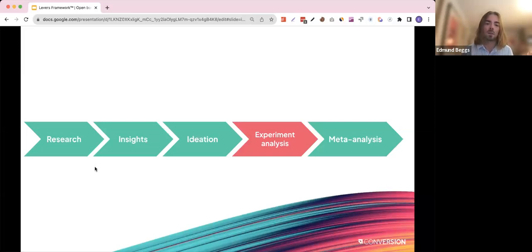So this leads us nicely onto experiment analysis. We have some experiments now, we're going to start running them, and we'll look now at that critical thing of how we use A/B tests themselves, such an important source of rigorous data in order to continue to evolve our strategy and learn over time. One of the key points of emphasis of the levers framework.